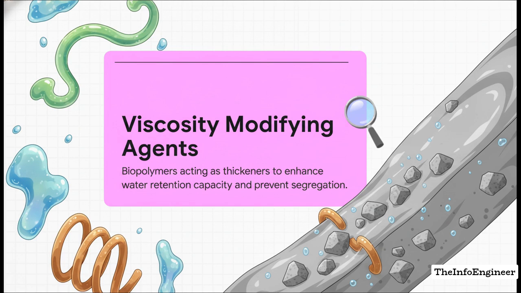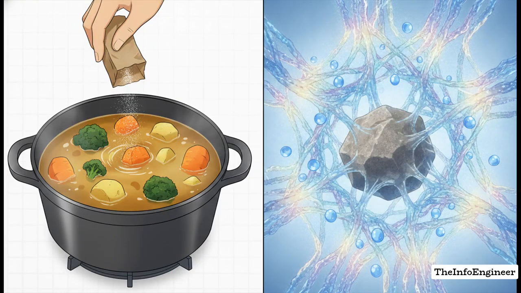They act as thickeners. Their main job is to boost the water retention capacity of the cement paste, locking that water inside so it doesn't bleed out, while thickening the paste enough so the heavy aggregate physically can't sink. Think of it exactly like making a pot of soup. If your broth is too thin, all your heavy vegetables sink straight to the bottom and you're left with watery broth at the top. VMAs are like the corn flour you stir into that soup.